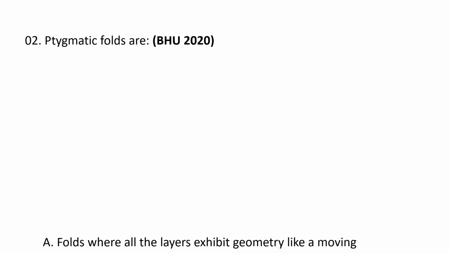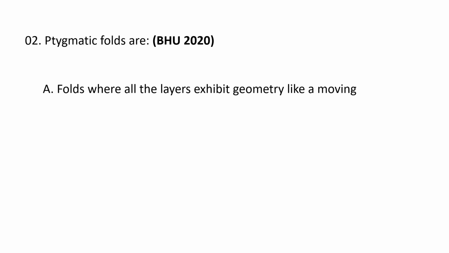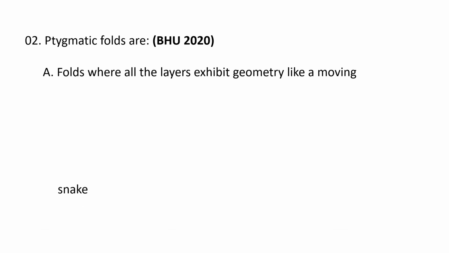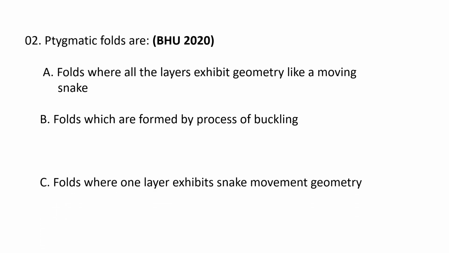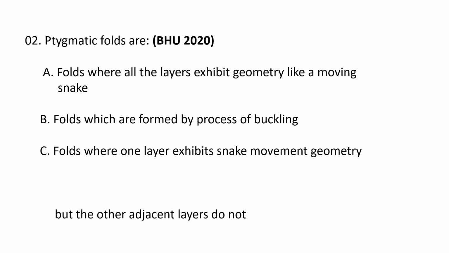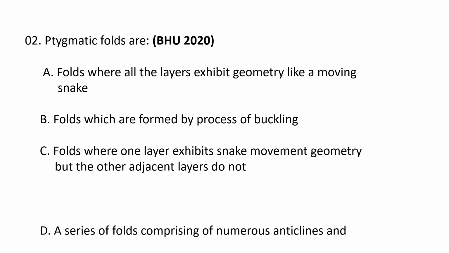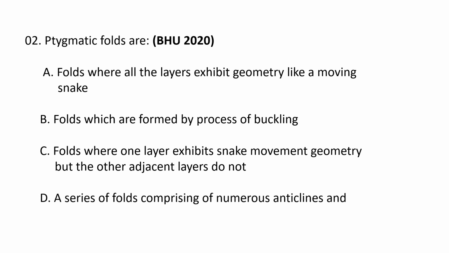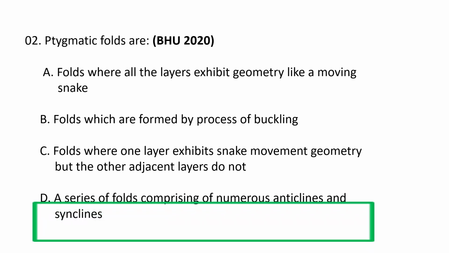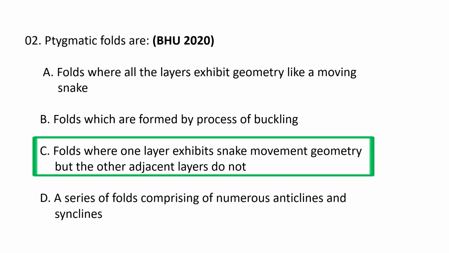Next question. Ptygmatic folds are A. Folds where all the layers exhibit geometry like a moving snake. B. Folds which are formed by process of buckling. C. Folds where one layer exhibits snake movement geometry but the other adjacent layers do not. And D. A series of folds comprising of numerous anticlines and synclines. So the correct option is C. Folds where one layer exhibits snake movement geometry but the other adjacent layers do not.